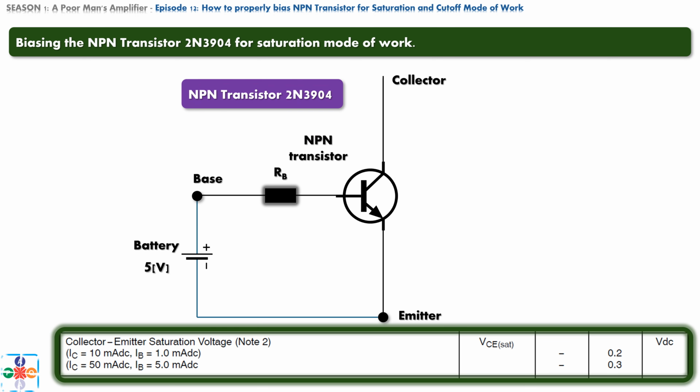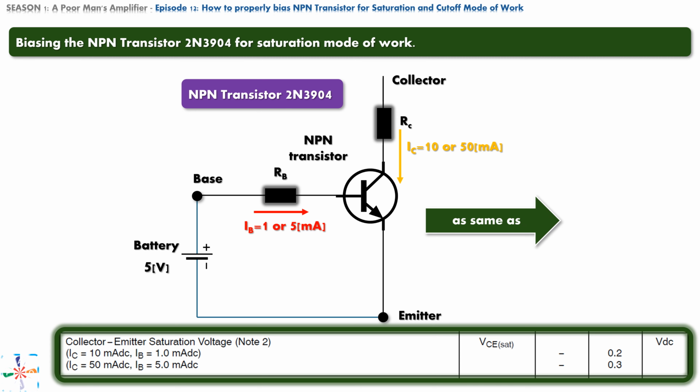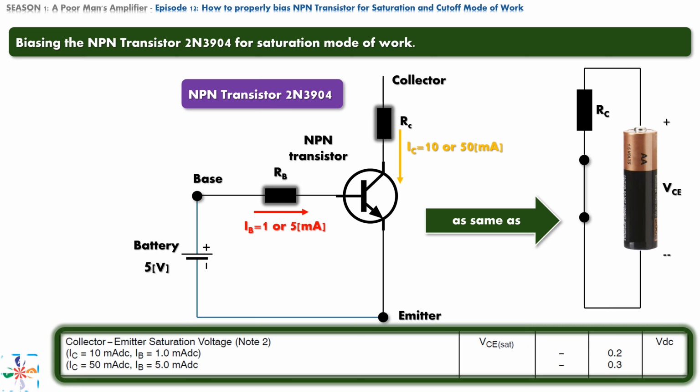Of course, paying closer attention to the datasheet for this specific transistor, there are two sets of parameters for driving this specific transistor into saturation mode. For a base current of 1 or 5 mA, we must also provide a collector current limiting resistor that will provide 10 or 50 mA of current running into the collector terminal, respectively. Only and only by this combination of base and collector currents, we safely bias the transistor and drive it into saturation mode of work, when it acts like a closed switch in the circuit.